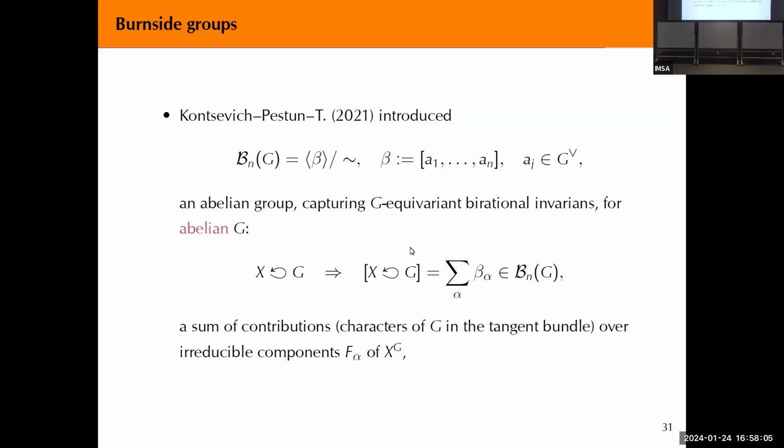And what's the class? Well, it's a sum of these kind of symbols over all strata, the irreducible components of the fixed locus of the group. And in each stratum, you record the weights in the tangent bundle of the action. And so, well, here, again, you only look at maximal stabilizers, the full group.